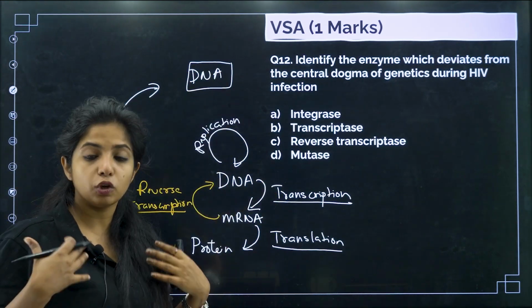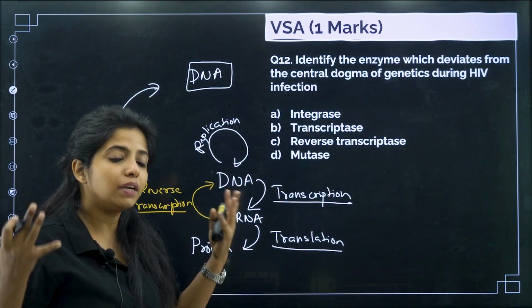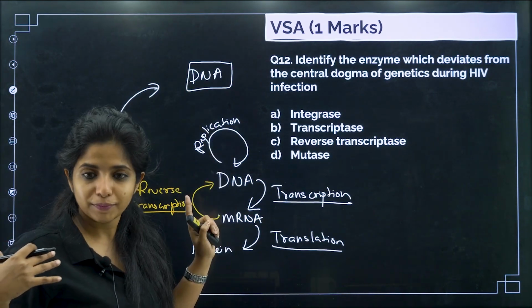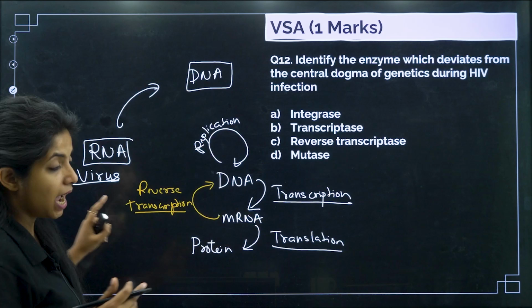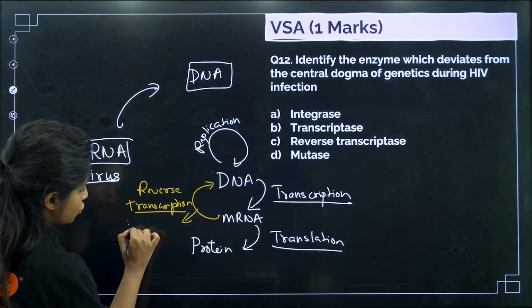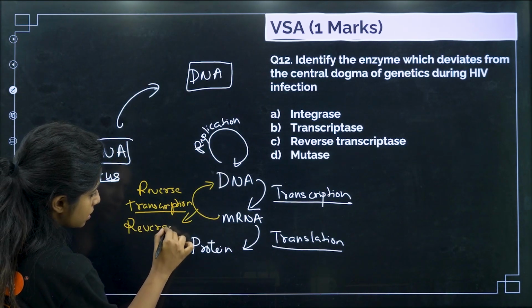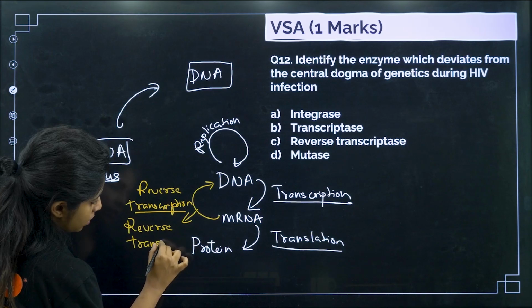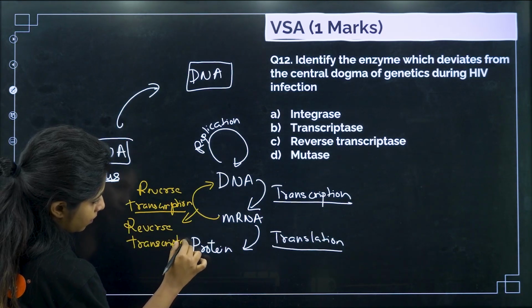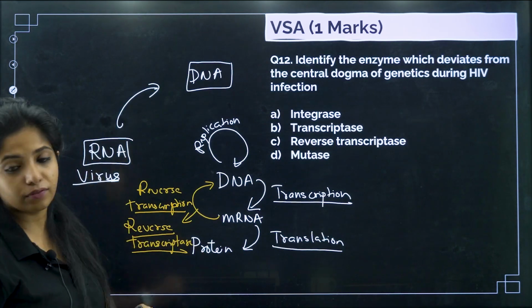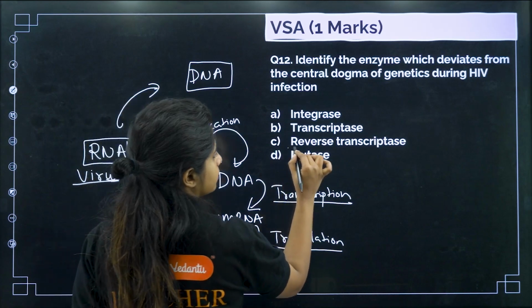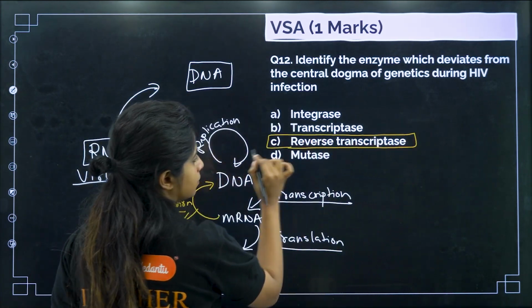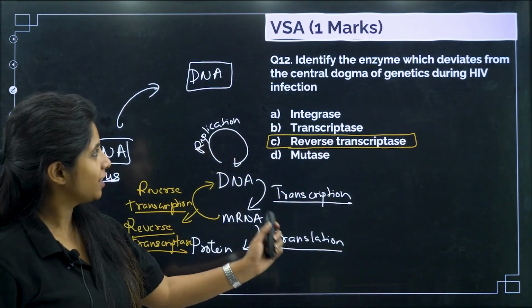So my human DNA won't be identifying this, and my DNA will be making copies for it also. This is known as reverse transcription, and this is done with the help of an enzyme which is known as reverse transcriptase. Got it? Next question.